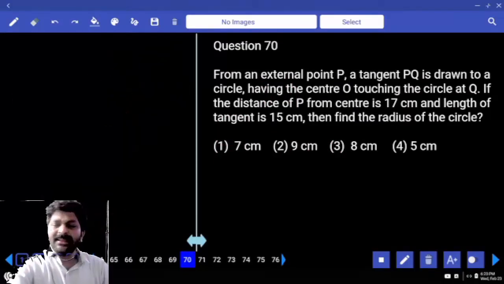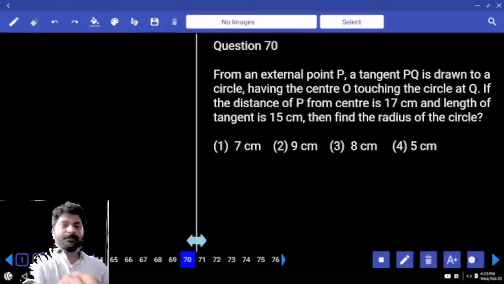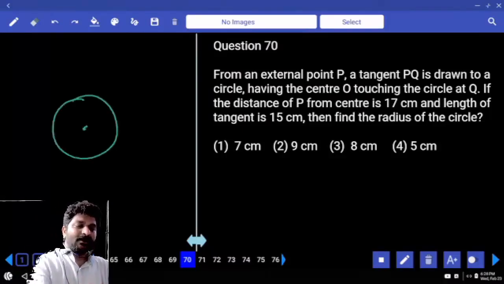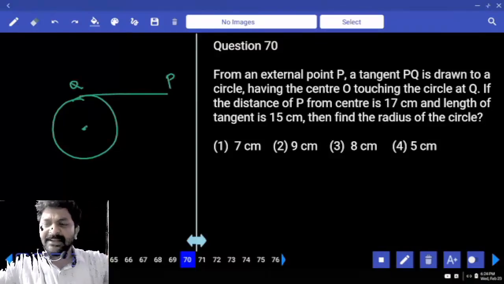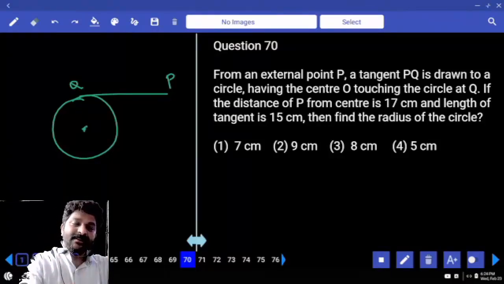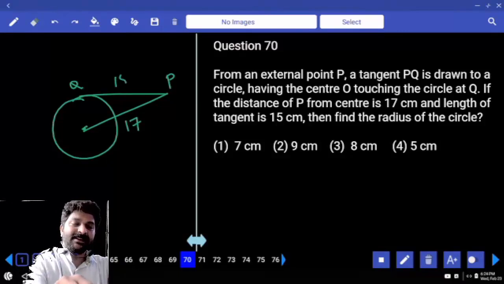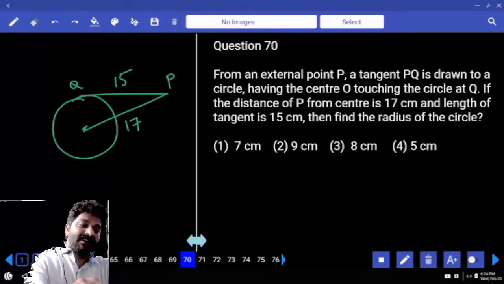Next, from an external point P, a tangent PQ is drawn to a circle having center O, touching the circle at Q. Circle with center O. PQ is a tangent and Q touches the circle here. So, here this is Q and it is P. If the distance of P from the center is 17 centimeters, and the length of the tangent is 15 centimeters, find the radius of the circle. We were asked to calculate the radius.